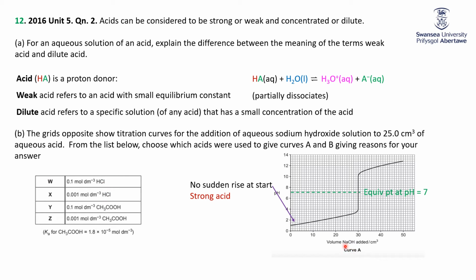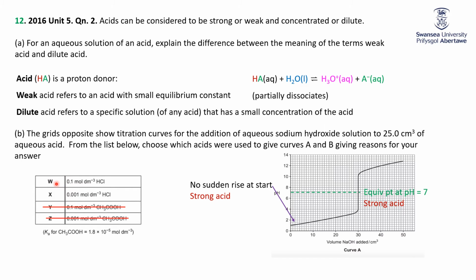And of course, with NaOH, all the OH minus has been used up by the equivalence point, and you're left with Na plus, which is a spectator ion. So therefore, this equivalence point here would imply that this is a strong acid being titrated with the NaOH. So we can eliminate Y and Z.